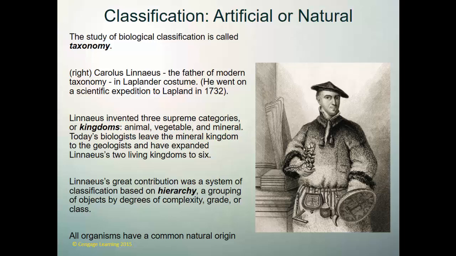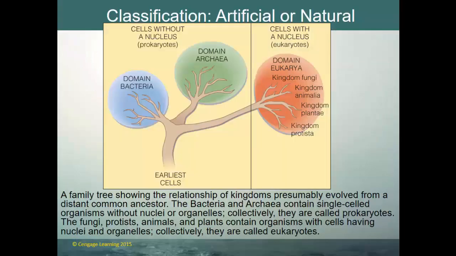So his original theory is you have animals, you have plants, and you have rocks: animal, mineral, or vegetable. Again, we don't consider anything inanimate to be part of the kingdoms of life. So we got rid of those, just animal and vegetable. And then biologists have come up with 4 other kingdoms to go within this hierarchy. But the great contribution was this system of classification based on a hierarchy, a grouping of objects by degrees of complexity, grade, or class. But again, all coming back to the idea that all organisms have a common natural origin.